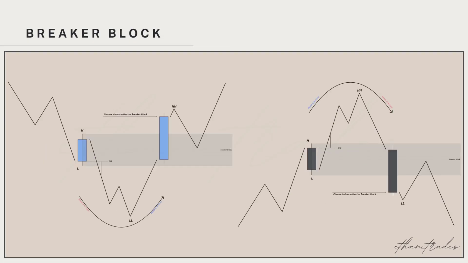Here is a schematic of a breaker block when it's used as an inversion order block, whereas the previous slide was when it's used as its own PD array. This is the exact same PD array, but now we're identifying it from the opposing side of the curve rather than on the same side of the curve. Here you can see that we still have that market structure pattern of a low, a high, a lower low, right? We're changing from the sell side of the curve to the buy side of the curve now.